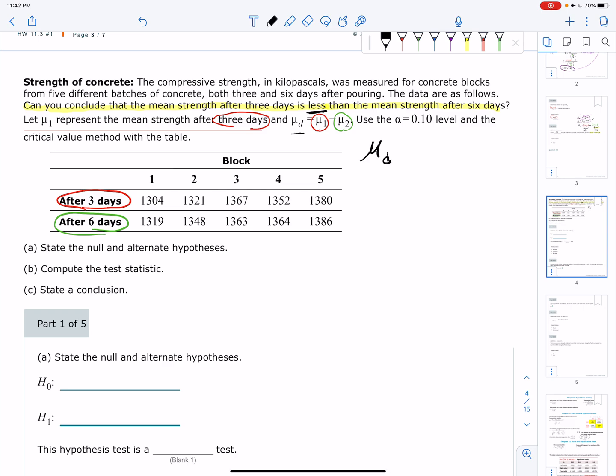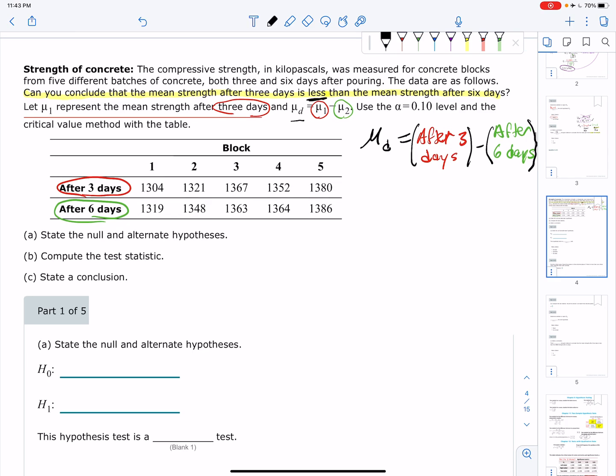the population mean of the differences is going to be calculated by taking mu sub 1, which is after 3 days. So I'm going to write it: after 3 days. Boy, this is getting really sloppy. Like a third grader here. No, kindergartner. Minus... now I can't even... after 6 days. Okay, so that's keeping in mind what the population mean of the differences is. It's calculated by that difference.